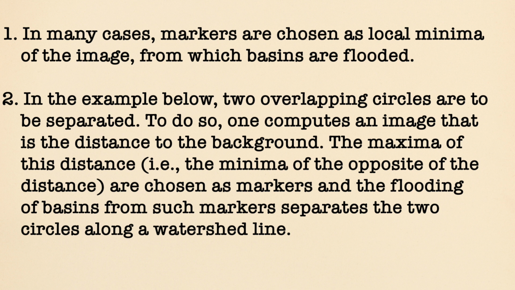In the example below, two overlapping circles are to be separated. To do so, one computes an image that is the distance to the background. The maxima of this distance, that is, minima of the opposite of the distance, are chosen as markers and the flooding of basins starts from such markers, separating the two circles along with the waterline or watershed line.